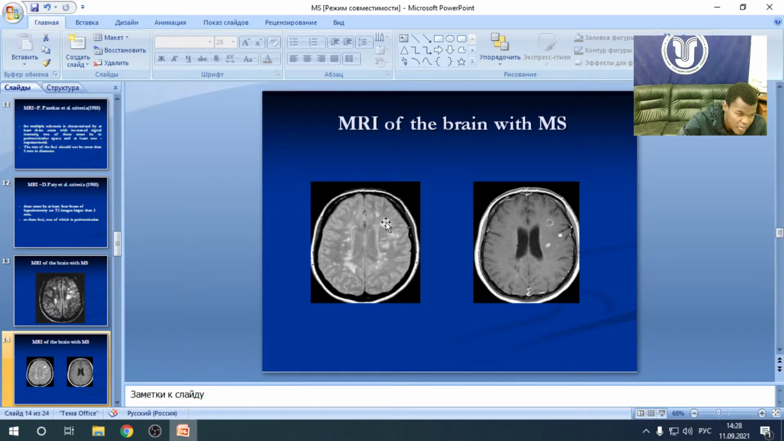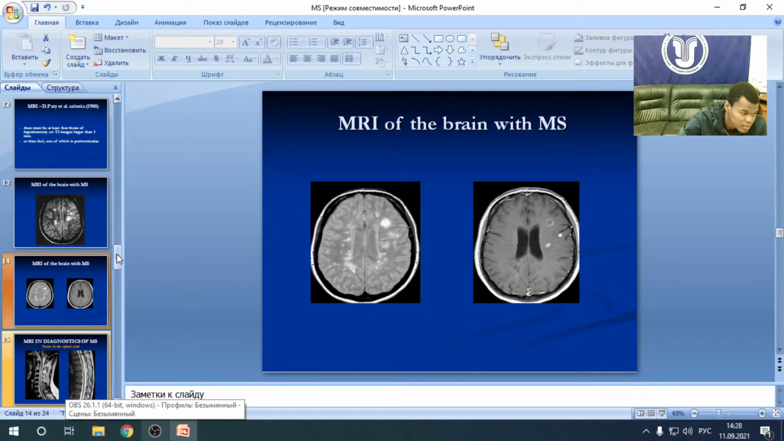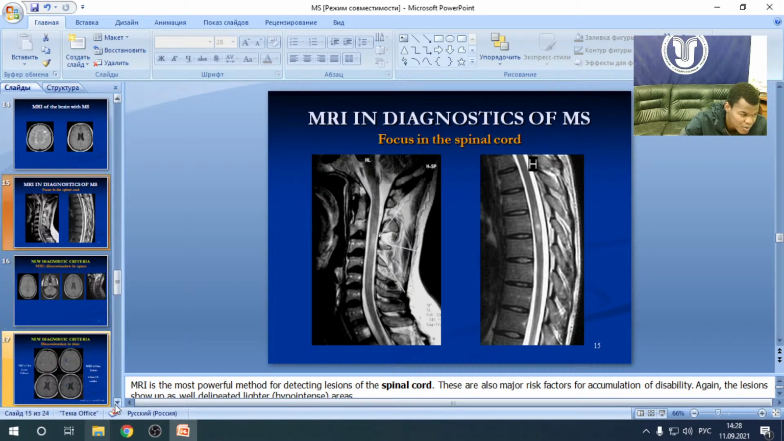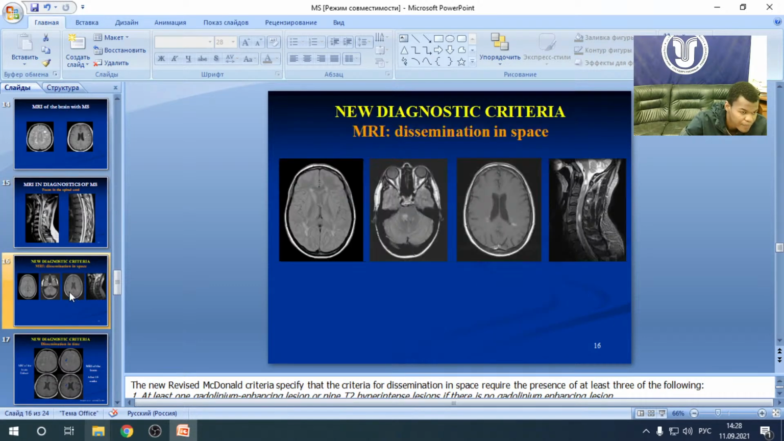You can see the foci, right? Here, and also you see the foci here. You can see the foci, right? Here, you can see the foci. So all this one is the spinal cord, right? So all of these are the foci, right?